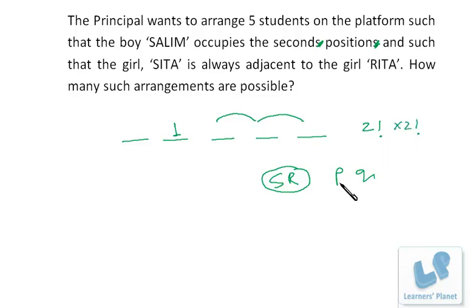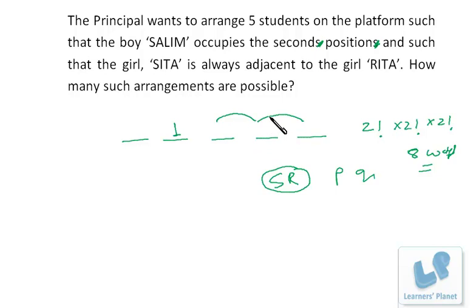Now the third one is on the third seat, P and Q should sit. So S and R have been arranged in 2 factorial ways. Now we are left with 2 positions, and on these 2 positions P and Q can be arranged in 2 factorial ways. So 2 into 2 into 2, that is 8 ways are there. Clear? I just repeat it once again.